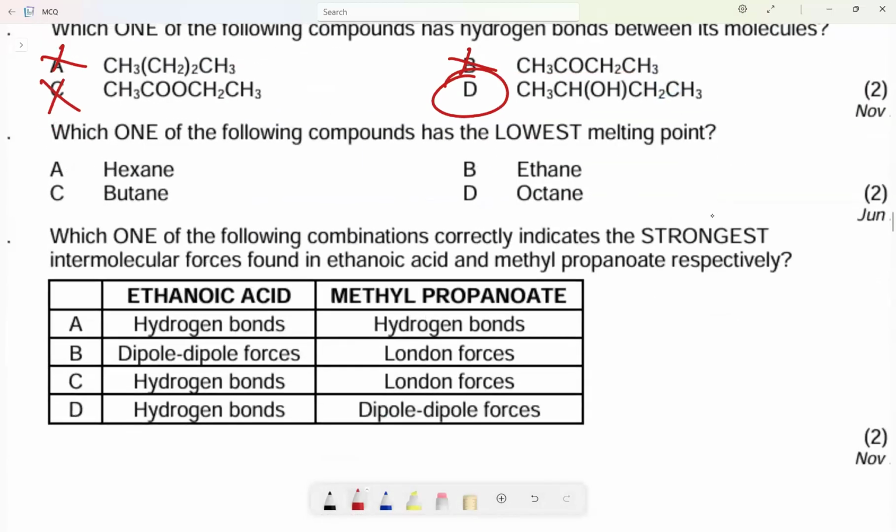Which one of the following has the lowest boiling point? The lowest melting point, it should have what? London forces. The one that has London forces has the weakest. Which one is that? All of them, can you see London forces here?